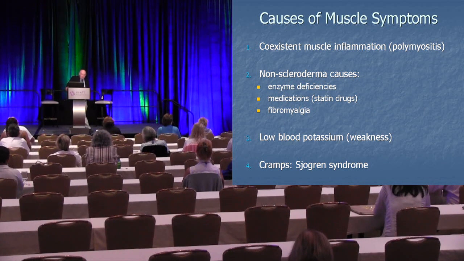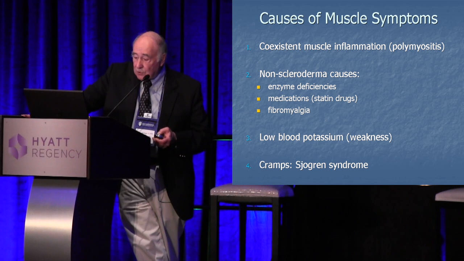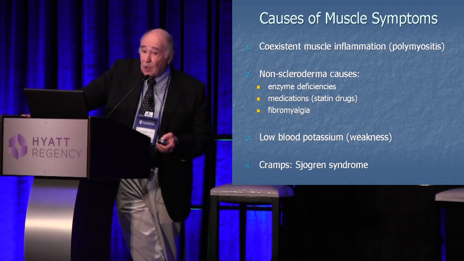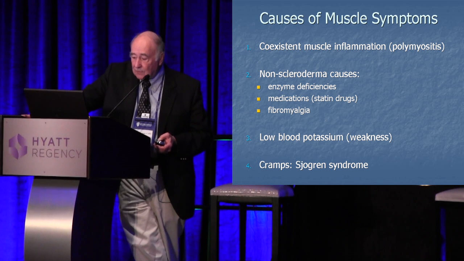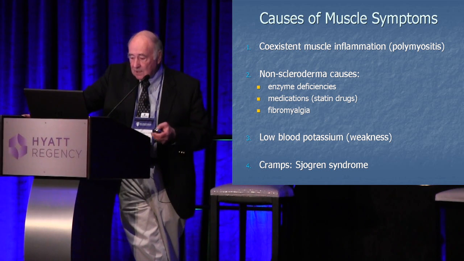So what causes muscle symptoms in scleroderma? Myositis, in other words, an overlap with polymyositis, certainly possible at any time during the course of scleroderma. Non-scleroderma causes, the most important probably would be fibromyalgia and medications, in particular the medications that are used now to control cholesterol and other lipid abnormalities. The statin drugs may be useful for scleroderma actually, but may cause the symptoms of muscle pain shortly after they are initiated. And then other conditions independent of scleroderma, such as deficiencies of particular enzymes that lead to non-scleroderma related muscle pain and or weakness.